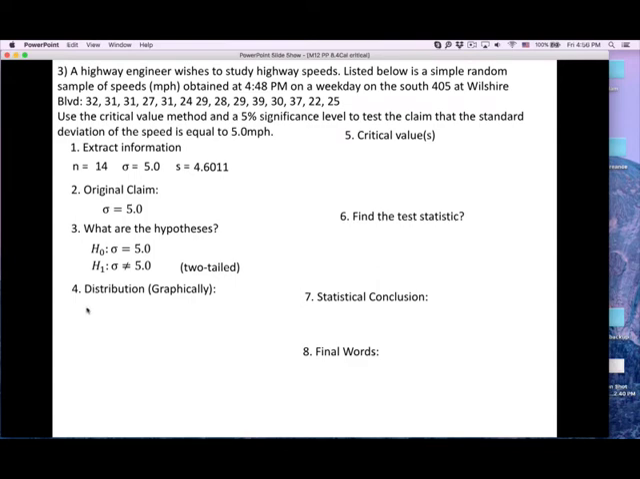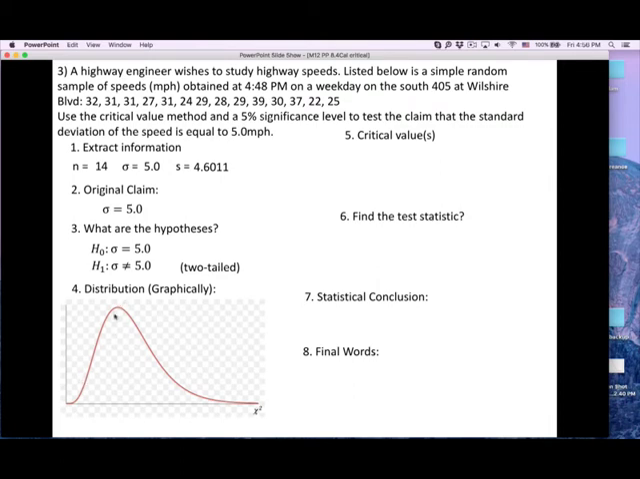Now, we're gonna do number 4. Okay, we have the distribution. That's a chi-square skewed to the right again. And we have two tails. Okay, two tails. And we have a 5% level of significance. So since we do have two tails, we have to divide it by 2. So each tail will be 0.025.